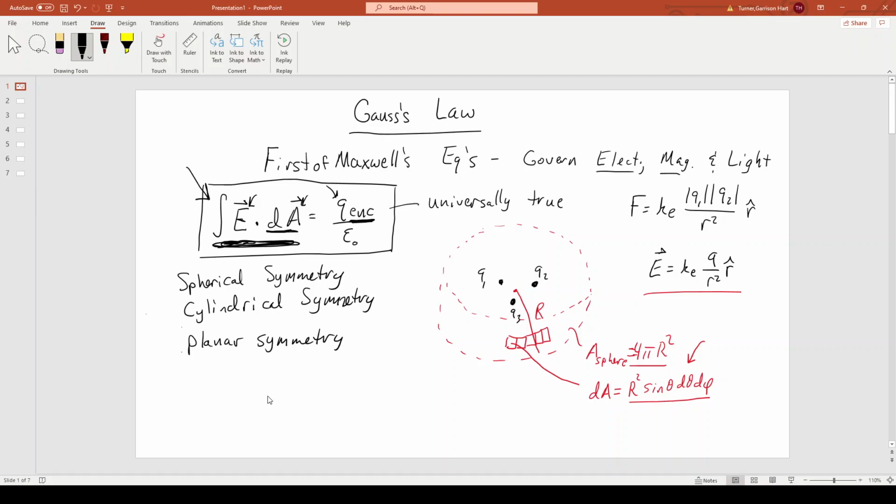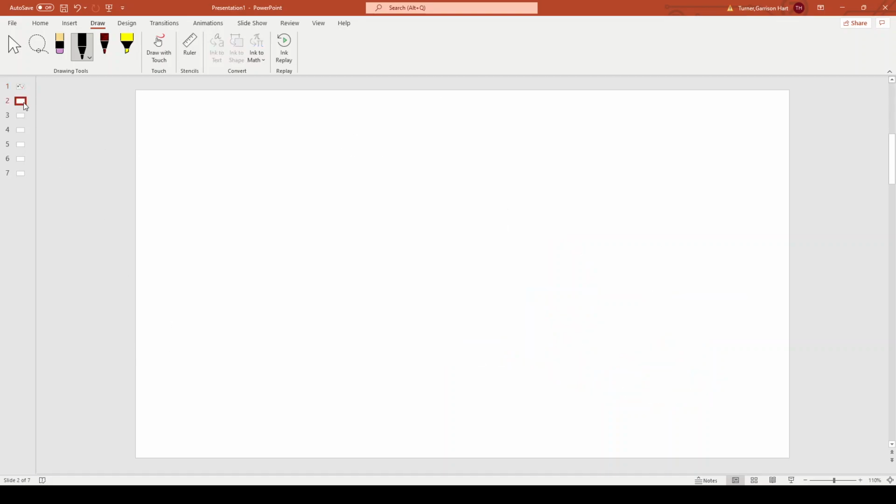As I mentioned before, I kind of gave the game away and used the word flux. So this side of the equation represents electric flux. Let's talk a little bit about flux and then we'll come back to this equation and see how to employ it in a few of these situations. So what is electric flux?